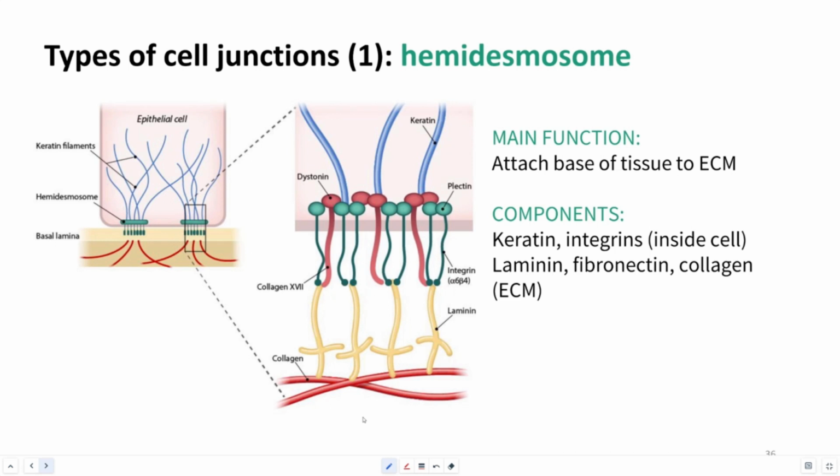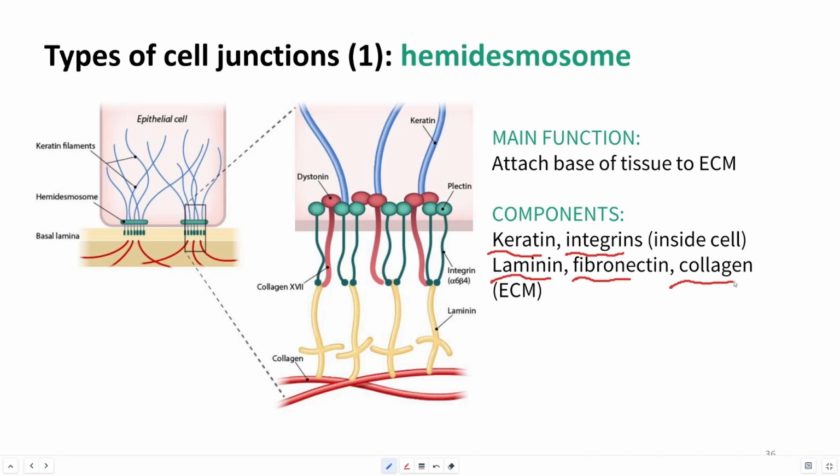The main function is to attach the base of a tissue to the extracellular matrix. So we have epithelial cells that are bound to the basal lamina for structural integrity. Some of the components include keratin proteins, integrin proteins, laminin, fibronectin, and of course collagen. This gives our cell structural rigidity as well as support.